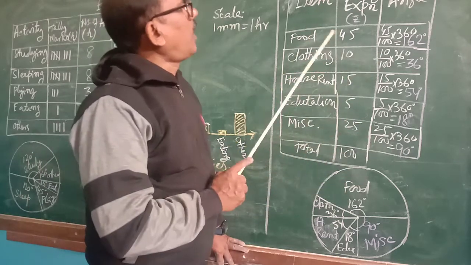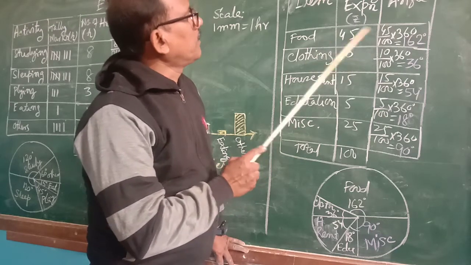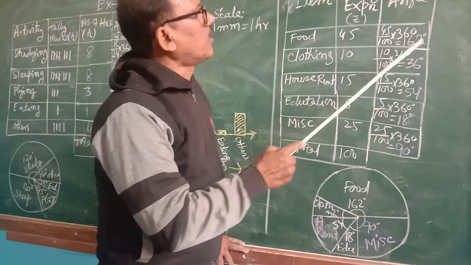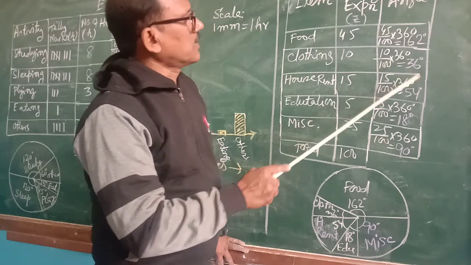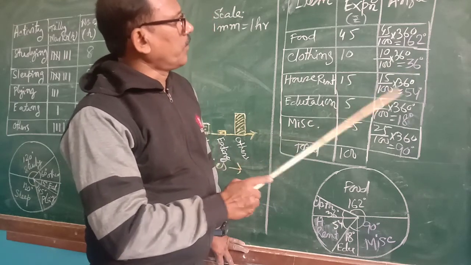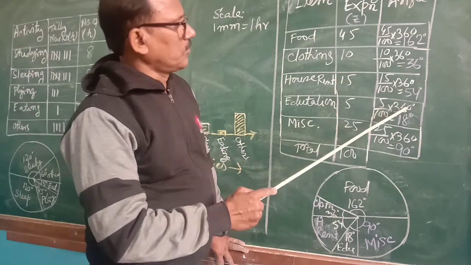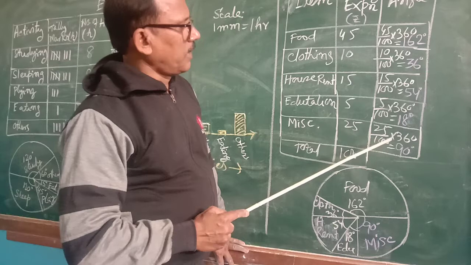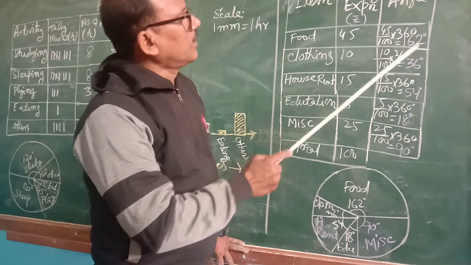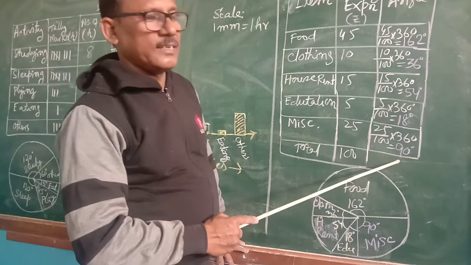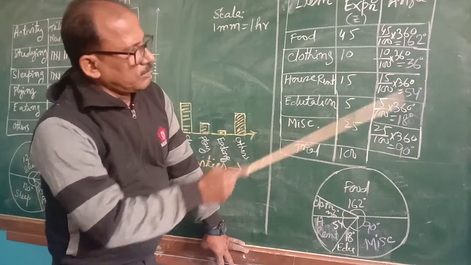Now how will you draw? Individual value divided by the total value into 360. 45 divided by 100 into 360 is 162 degrees. Like this, 10 gives 36 degrees. Then 15 divided by 100 into 360 is 54. 5 divided by 100 into 360 is 18. Then 25 divided by 100 into 360 comes to 90. So 162 degrees, 36 degrees, 54 degrees, 18 degrees, and 90 degrees. Altogether it will become 360 degrees.